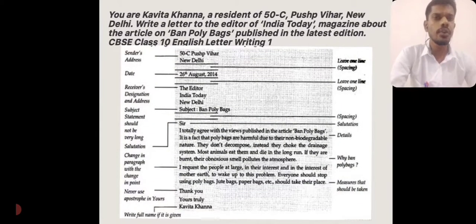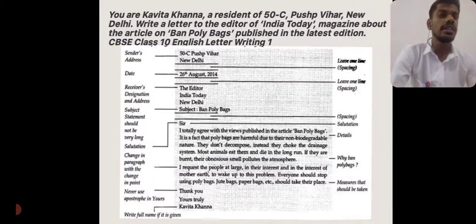I have come up with one example along with the format. You can look at it here. You are Kavita Khana, a resident of 50C, Pushp Vihar, New Delhi. Write a letter to the editor of India Today magazine about the article on banned poly bags published in the latest edition. CBSE class 10 English letter writing 1. Actually, this is a very important basic letter which can be expected for your board examination for 5 marks.